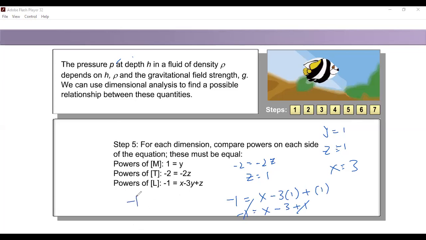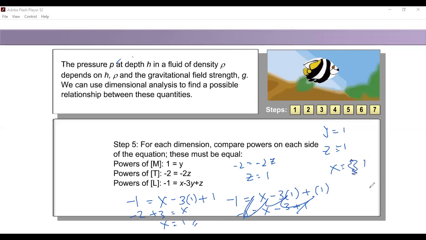This one is negative 1. Negative 1 equals x minus 3, y is 1, plus z. z equal to 1, plus 1. Okay, here I see the problem. It's not negative 1. This one is negative, it cannot be. So that means this will be negative 2, plus 3 equal to x. So x is equal to 1 as well. So this one was wrong.